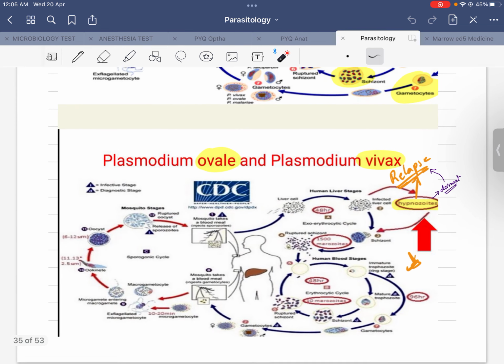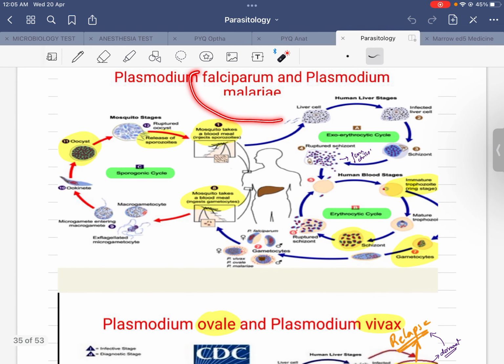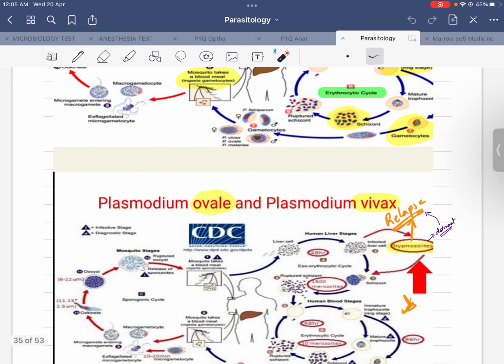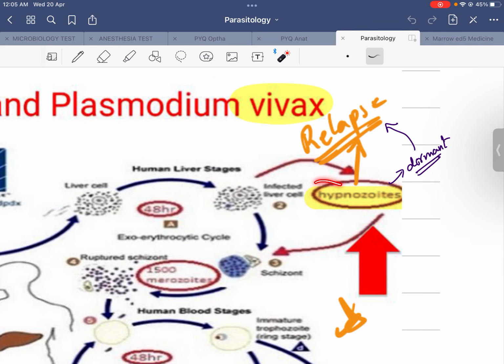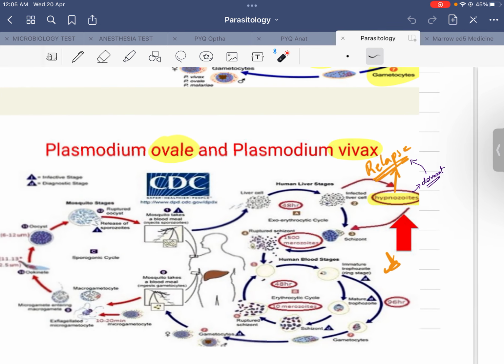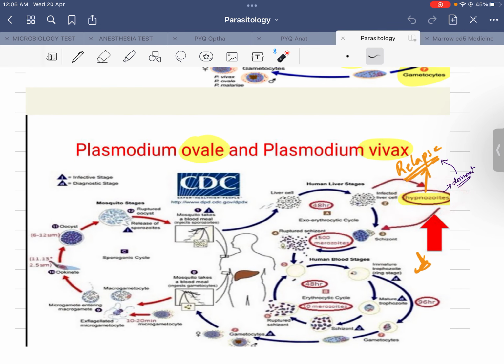Now, if you compare the life cycle of falciparum and malariae with ovale and vivax, one difference you will see is this, hypnozoites. Hypnozoites are present only in the cycle of ovale and vivax. What are they? They are basically dormant forms of the parasite which are responsible for causing relapse. So it's a very common question that relapse is seen in what? Relapse is seen in infection with ovale and vivax.